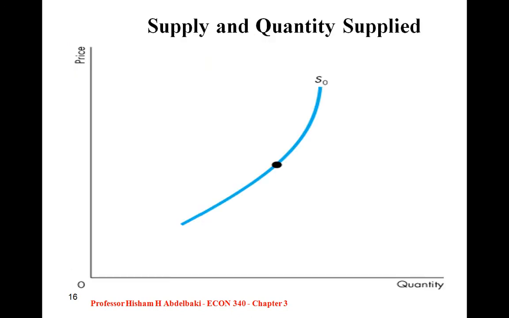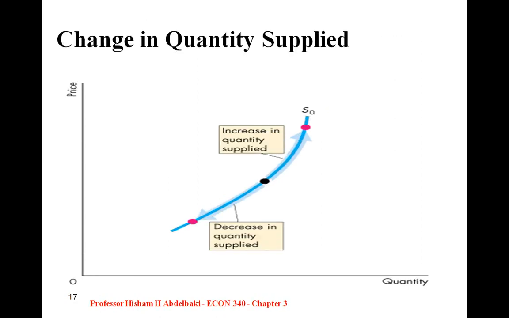So this point is quantity supplied, but the whole curve is supply. The whole curve is all amounts at all different prices. But quantity supplied is just one amount at one price. Change in quantity supplied: if we move from one point to another on the same curve, up or down, this means a change in quantity supplied. The reason is a change in price on the vertical axis. If price increases or decreases, we move from one point to another along the same curve. This is called the change in quantity supplied.